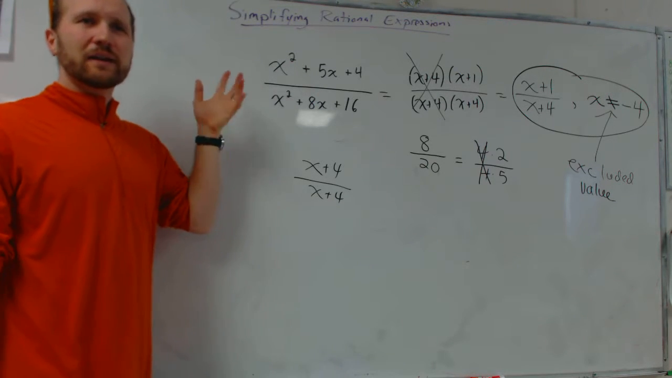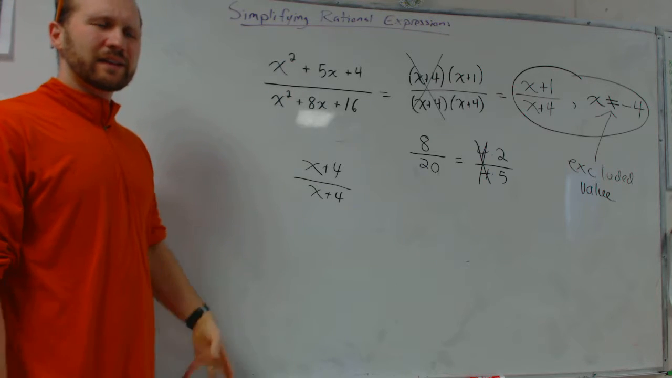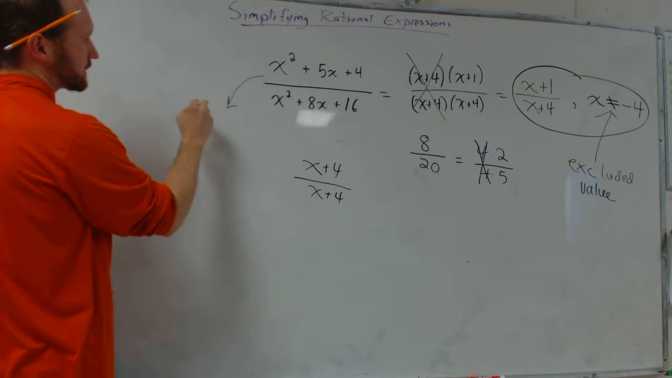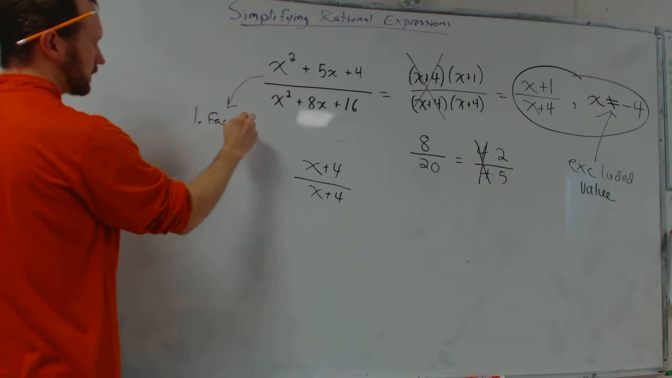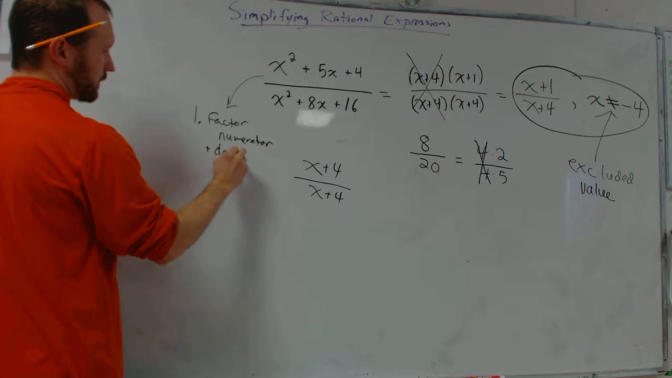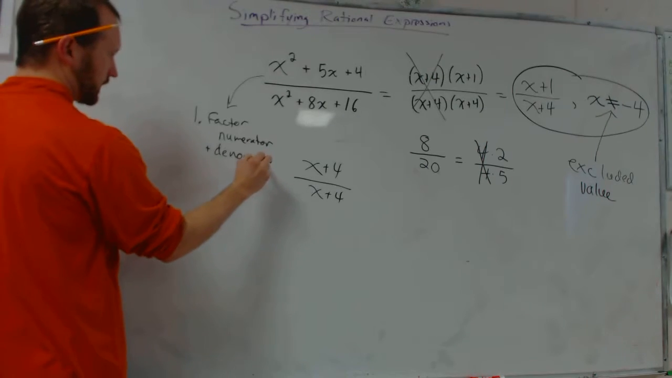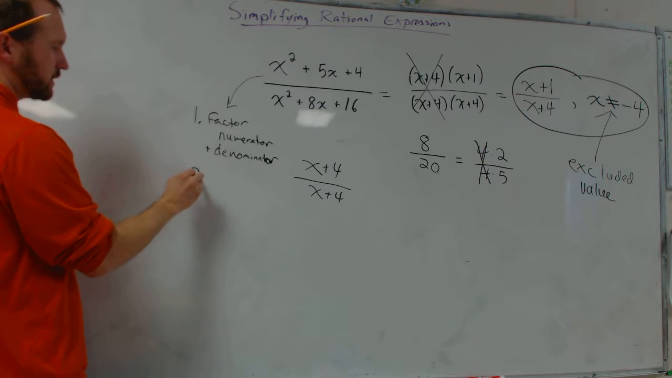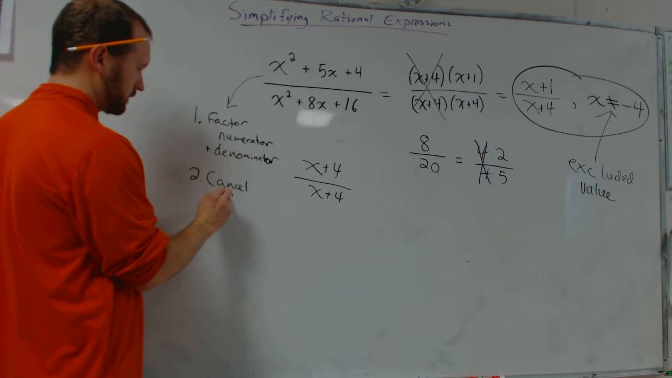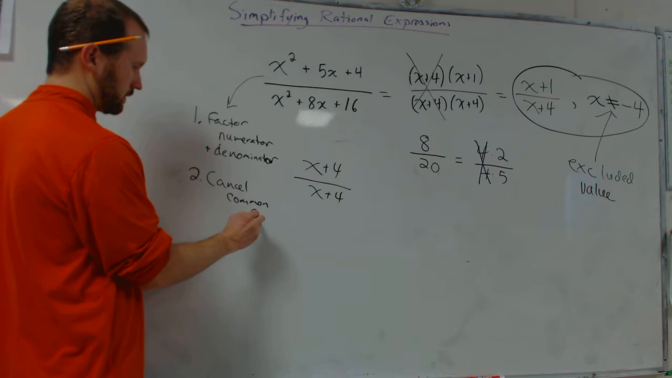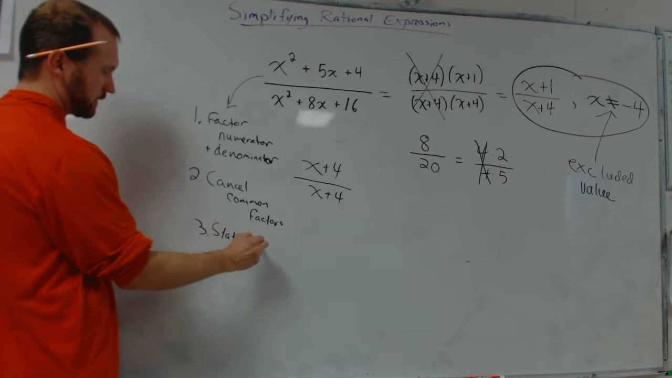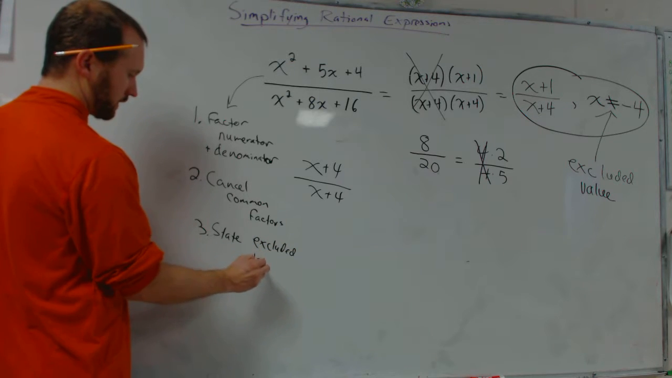So the basic process here is not really anything new. It's just like taking those fractions you knew in elementary school and making them algebraic. So what did we do? I'm just going to write out the steps that we just did. Number 1, we factored the numerator, I hope that's how you spell it, and the denominator. Number 2, we canceled the common factors. Number 3, we state the excluded value.